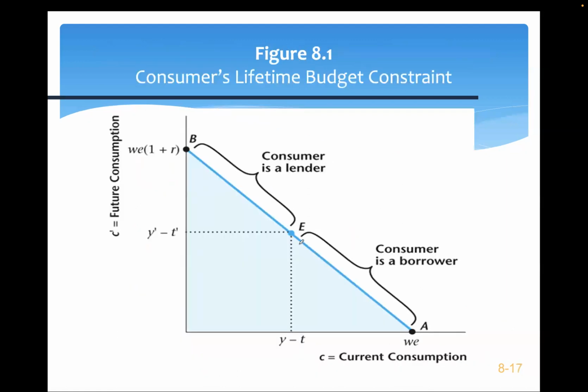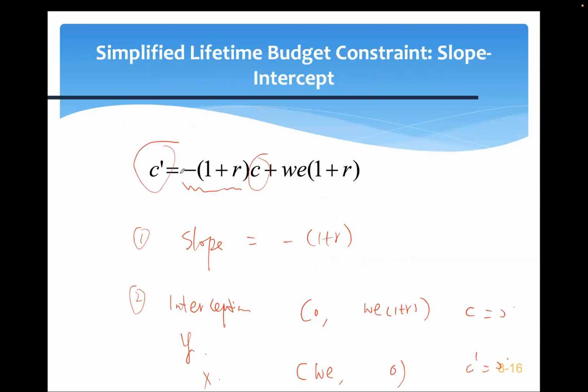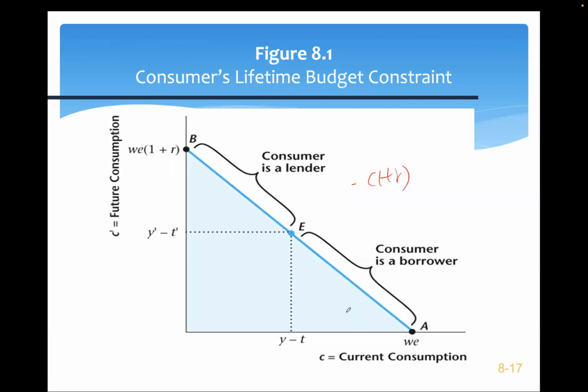So that's exactly what we have. First, the slope. This is a downward slope. The slope of the curve is equal to -(1 + R). Right, let's go back here. And the intercept on the x-axis is going to be W E and 0. And how do we understand that? That just says if you devote all your wealth into consumption today, that's all you can consume, and you're going to give up future consumption.